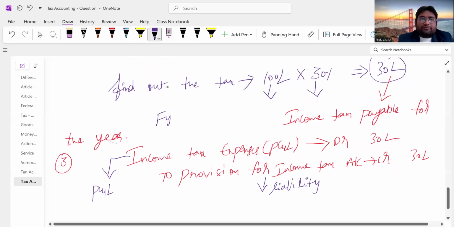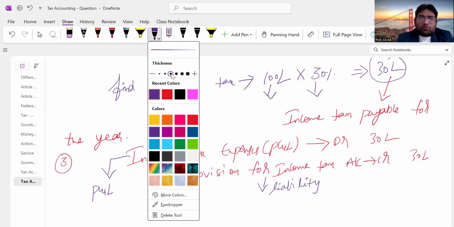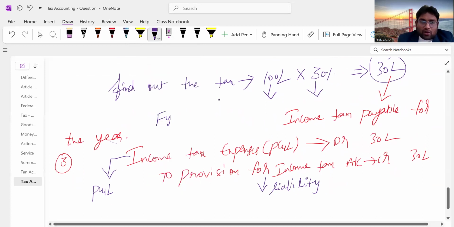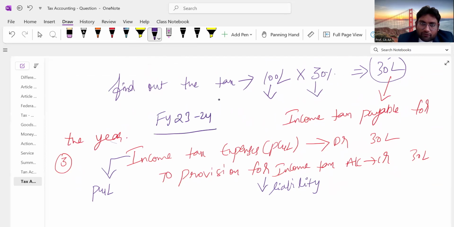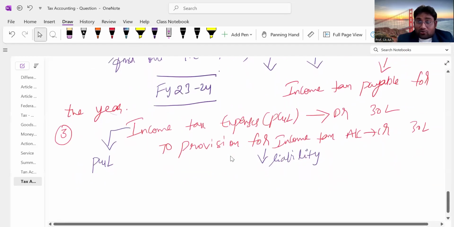In the financial year, I am passing these entries in the financial year 23-24. So I have to follow the accrual principle of accounting. I have to follow the periodic concept of accounting, because I have to write whatever things relate to the particular year. I have to write in that year only.